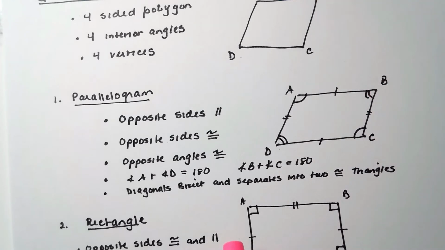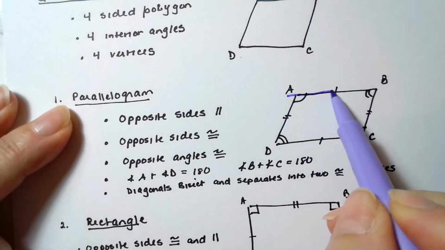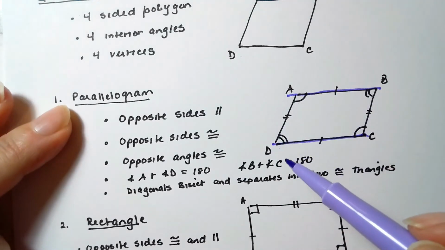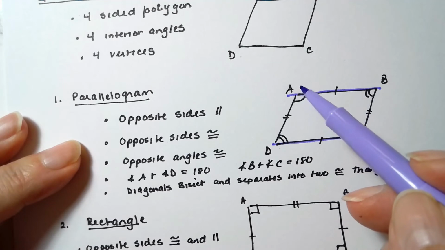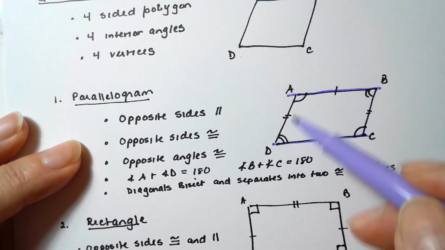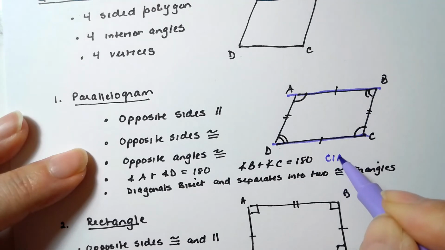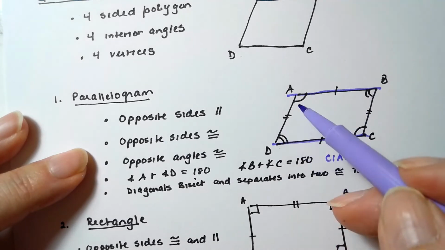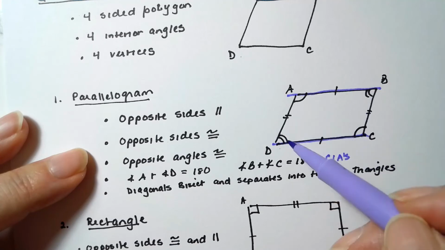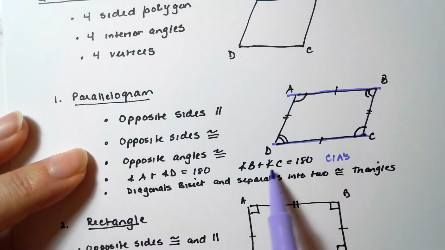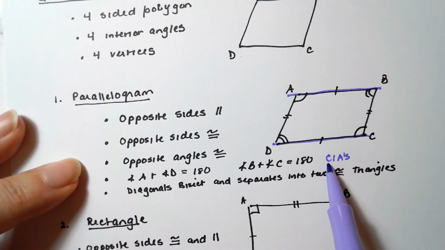By the way, if these lines are parallel here, then I can think of this as a transversal, right? We have already learned about parallel lines. If this is a transversal, what kind of angles are those? Those are consecutive interior angles, CIAs, right? So the consecutive interior angles are supplementary. These two add up to 180, and those two add up to 180. So that's what I did right here. They're CIAs, okay? Don't forget that.